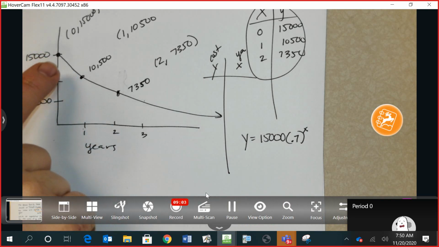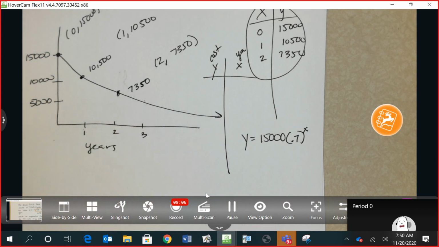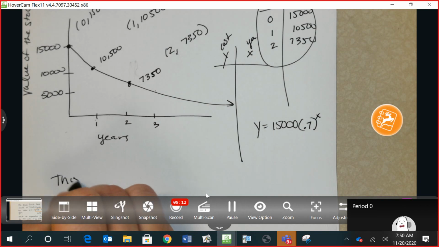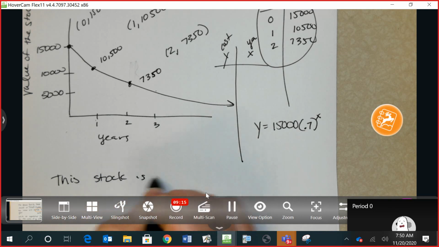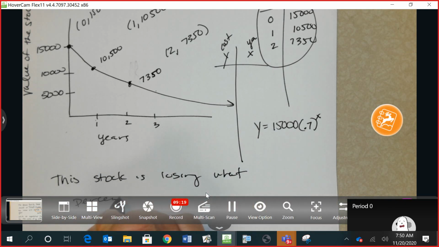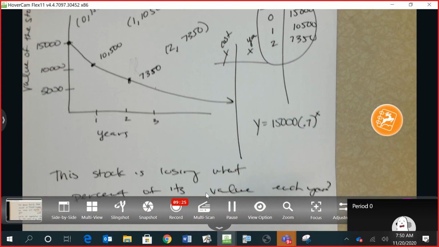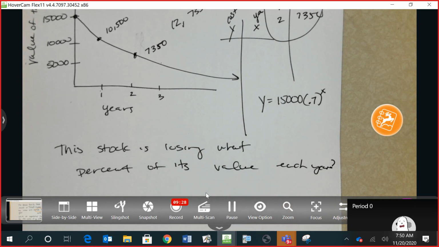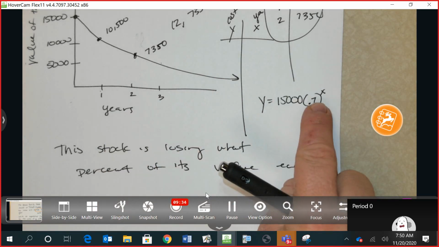If this describes a particular stock, the question next is, this stock is losing what percent of its value each year? Okay, really commonly missed question. And then when we go back, it's like one of those things where kids are like, oh, I get it. Okay, so most students say it's losing 70%.